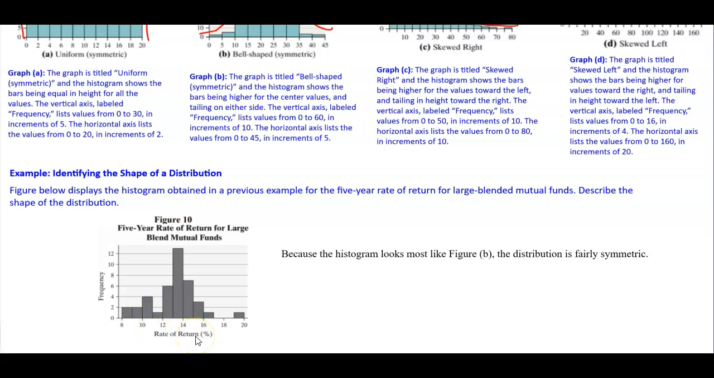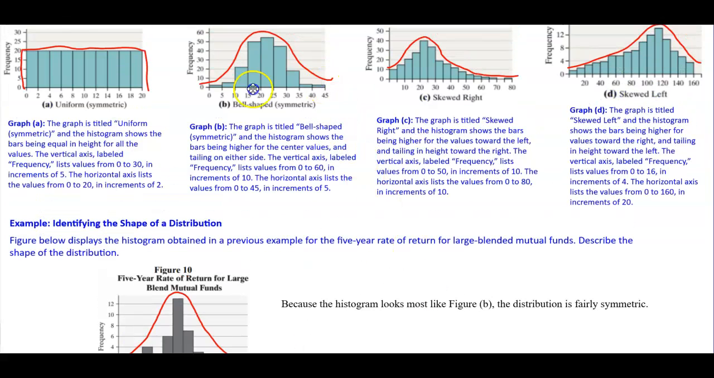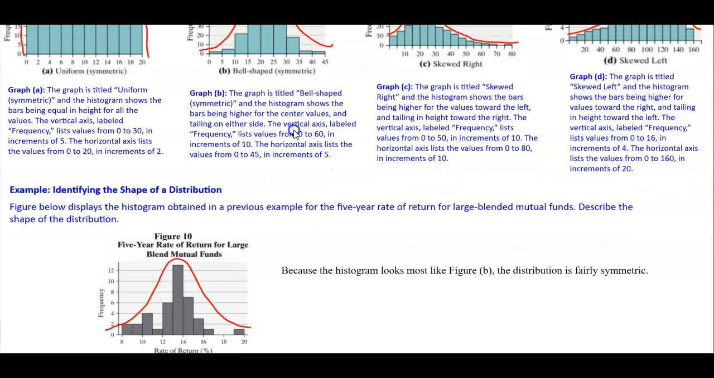If we take a look at this, it forms some sort of bell-shaped situation. What that means is if we cut this in half, it would approximately mirror the left and right side. Again, it's not perfect. Because this histogram looks very similar to figure B, the distribution is going to be fairly symmetric.